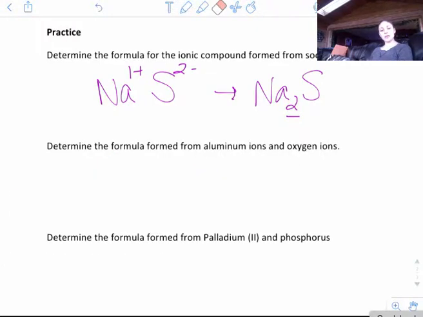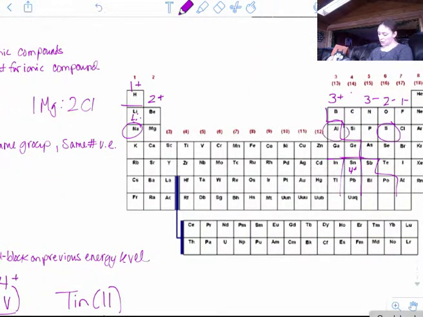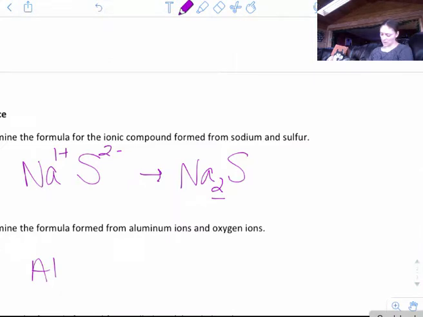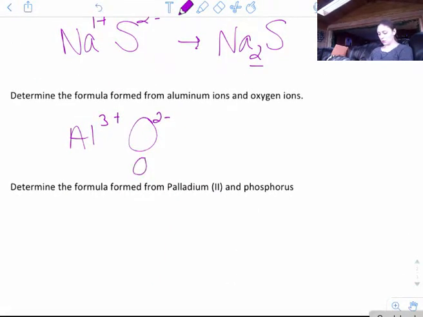Let's go ahead and look at the next one. Aluminum. If I look on my periodic table up top, aluminum's right here. Aluminum is a 3+. Oxygen is in that same group as sulfur, so oxygen's a 2-. Now I've got to get these to equal. How do I get these to equal? Well, if I add another O, that's going to be another 2-. Now I have 4 negatives, but I have 3 positives. So I had too many positives, and now I have too many negatives.